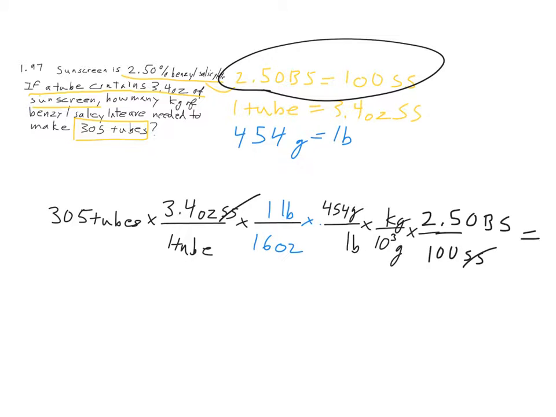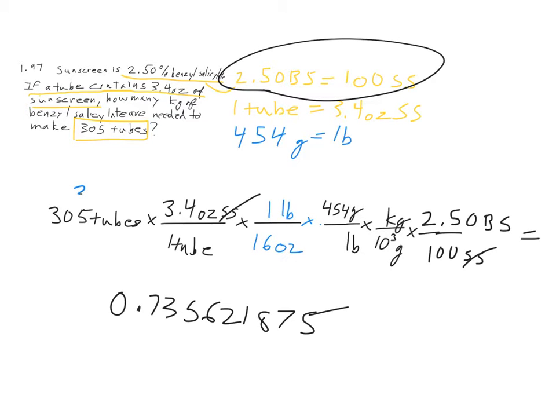So now I have what I'm looking for, so I'm going to multiply everything on top and divide through everything on the bottom. So I've got 305 times 3.4, divide by 16, times 454, divide by 1,000, times 2.5, divide by 100. And I get 0.735621875 as my calculator answer.